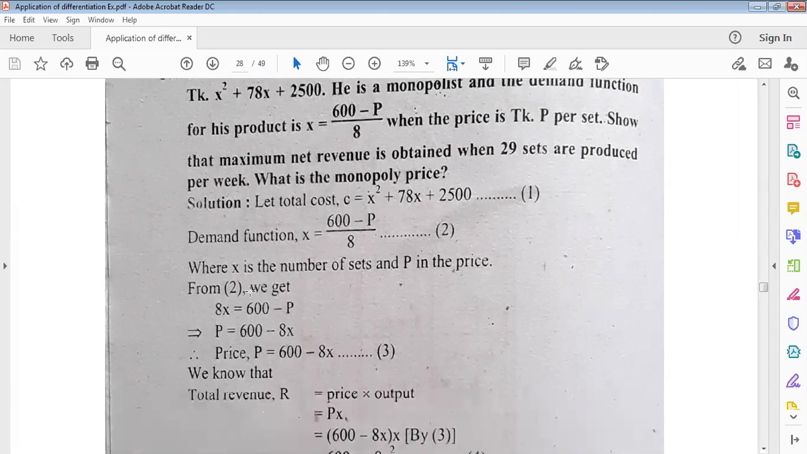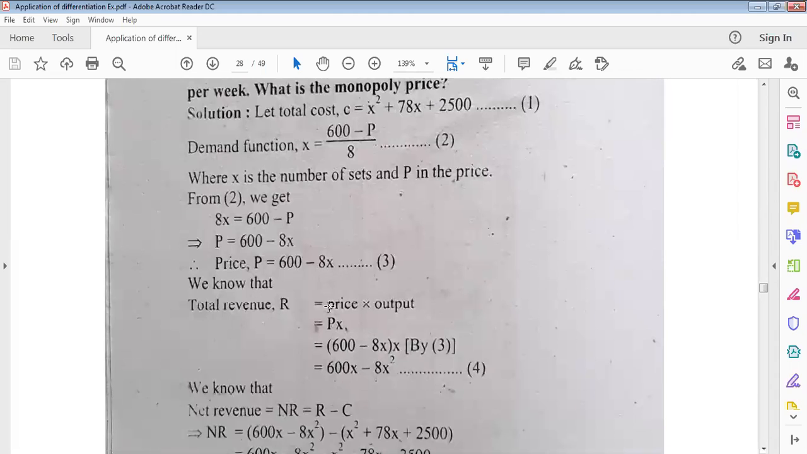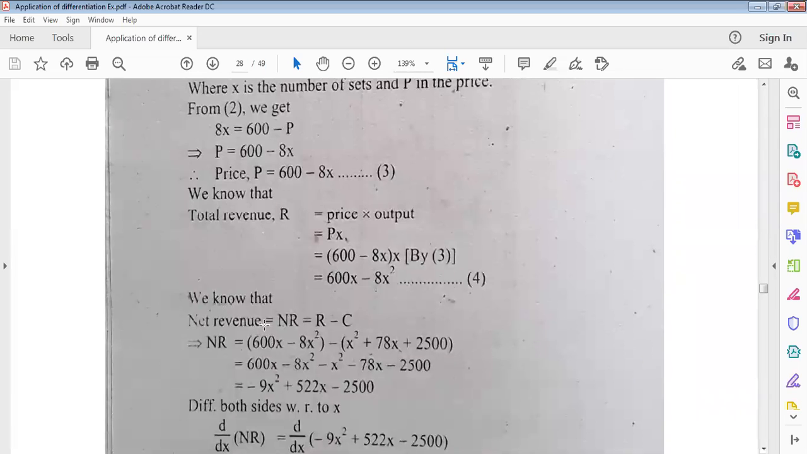Now from equation 2 we can write p equals 600 minus 8x. Price p equals this, equation number 3. Now we know that revenue equals price into output, px. Now p equals this by 3, then we get revenue equals this. We know net revenue, what? Net revenue means revenue minus cost. Net revenue means actually profit. So net revenue can be determined by subtracting cost from revenue. So net revenue equals R minus C equals this.